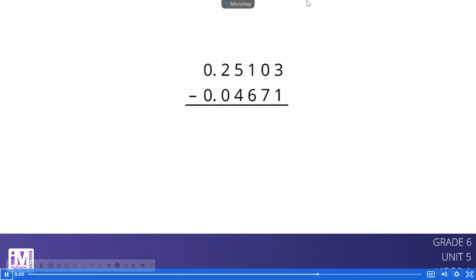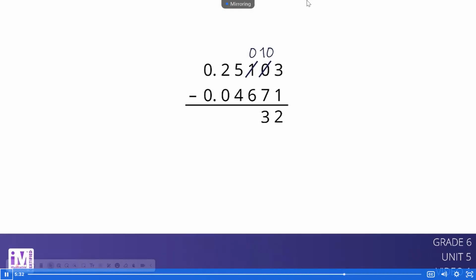3 hundred thousandths minus 1 hundred thousandth is 2 hundred thousandths. So that we can subtract the 7 ten thousandths, we first unbundle the thousandth in 0.25103 to make 10 ten thousandths. Then we can subtract 7 ten thousandths.